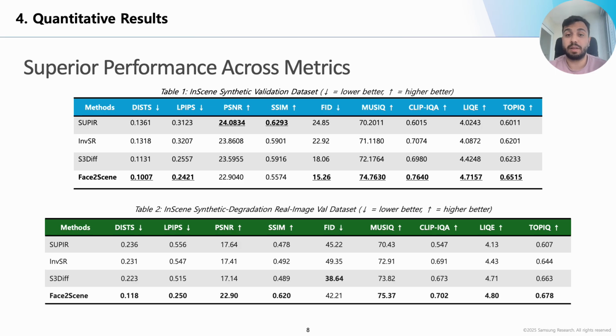Face2Scene consistently achieves the best overall performance on both the synthetic validation dataset and the synthetic real image validation dataset. Our method outperforms state-of-the-art baselines in distortion scores, perceptual and no-reference quality metrics, and FID.